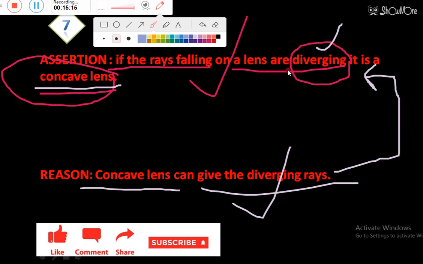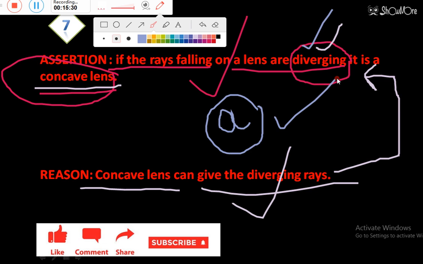Why do we call it concave if the rays are diverging? Because a concave lens gives us diverging rays. So the answer will be option number A. Both assertion and reason are true, and reason is the true explanation for the given assertion. So in this way, students, you have to attempt the questions.